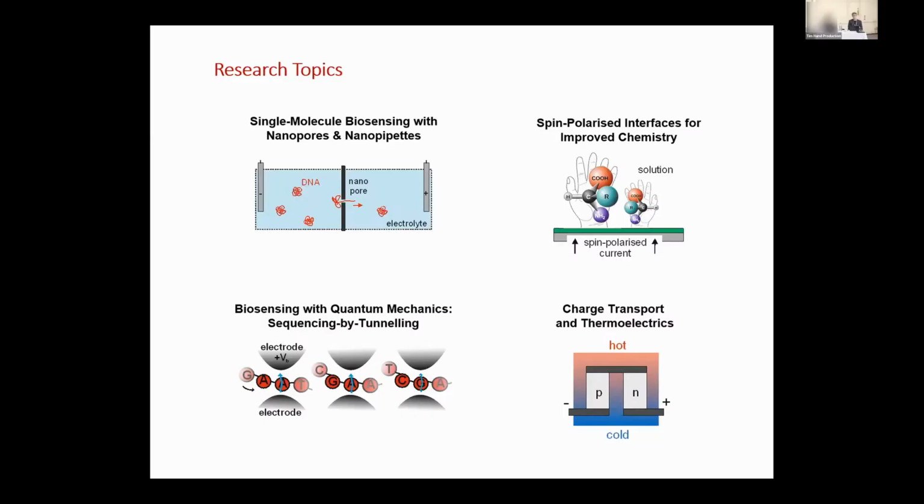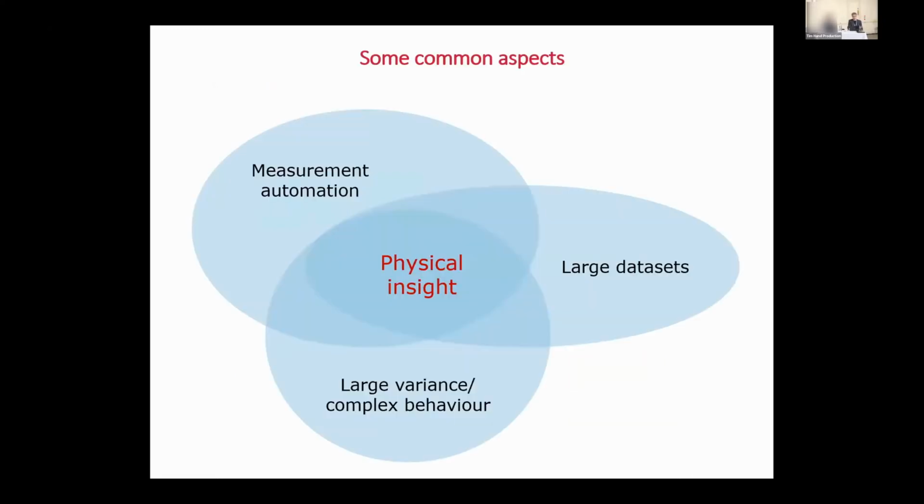Okay, so the work that we're doing is in many ways related to single molecule science. This can be charge transport through single individual molecule junctions. It can be single molecule detection using nanopores and nanopipettes. There are some other things as well which I'll not talk about today, or if there's time, perhaps at the end.